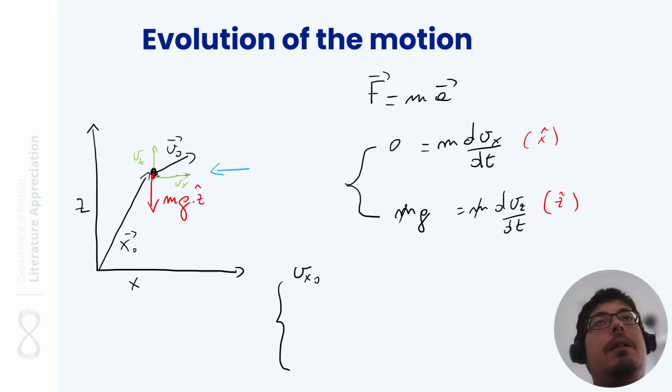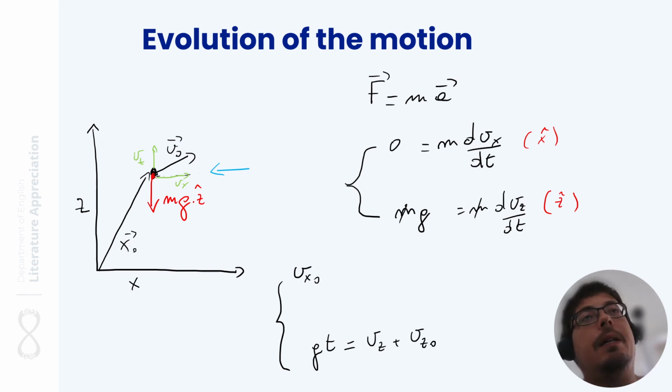Now, this is a simple equation. There is a constant, so if we integrate both sides, we can see that the velocity changes as gt equals the velocity vz plus the initial condition vz0. Okay, this is just by integrating this equation between time 0 and time t. I forgot the fact that we have an interval of time in which we integrate.